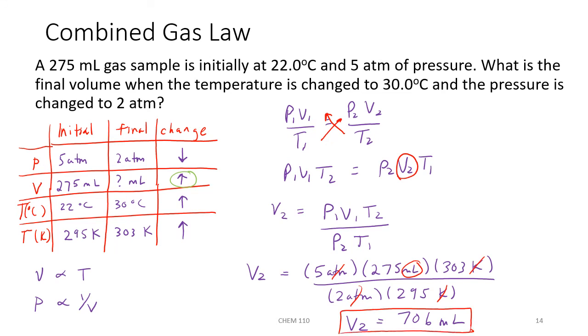With the combined gas law, you're going to notice that you're given a lot more variables that you have to plug in when you have more changes happening than just one. So it's going to be slightly obvious when you need to use the combined gas law.